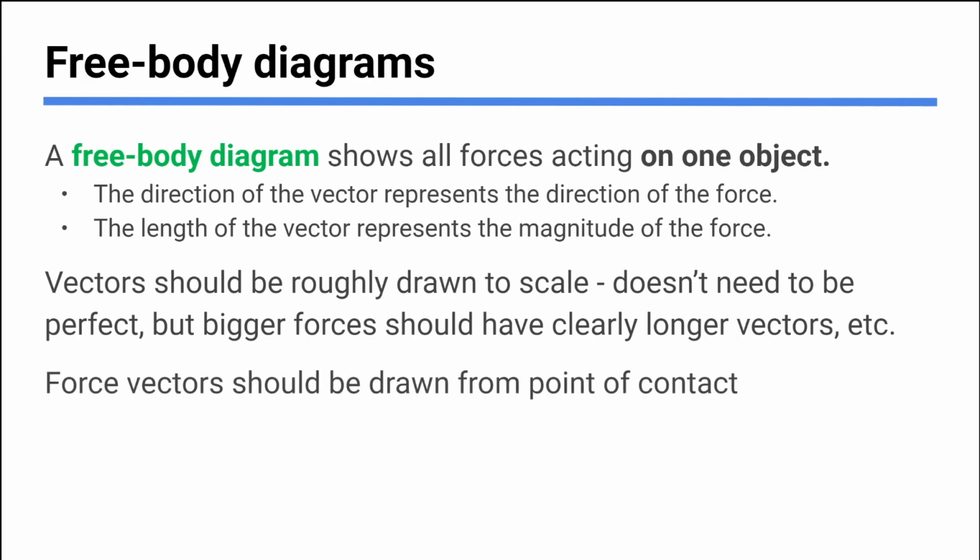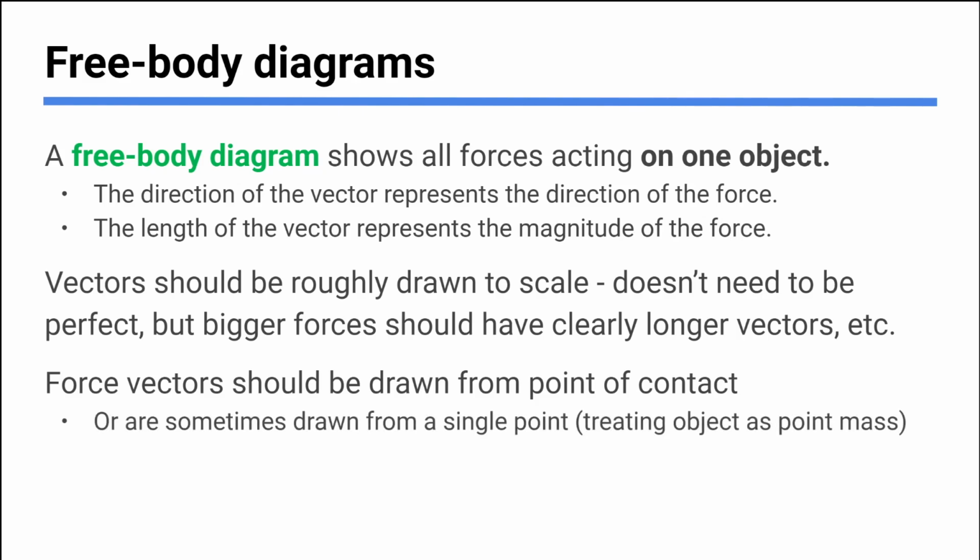All right, typically, especially with the IB, force vectors are drawn from the point of contact. We'll look at what that looks like. Like if there's a force from the ground, you draw the arrow starting from the ground, that kind of thing. You will sometimes see them, though, again, especially outside the IB, treating the object as a point mass. You're going to just draw a point, and from the point, draw all the different forces in the directions that they're moving. That's another fair way to do it.